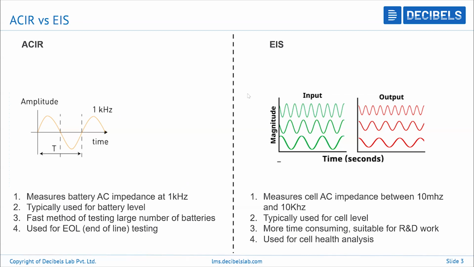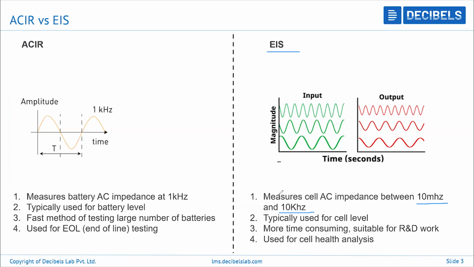But if we are talking about research and development, or development of algorithms, estimating the age of the cell, or diagnosis or prognosis of the cell's degradation, then we cannot use ACIR as it is. We have to focus on EIS, electrochemical impedance spectroscopy, where your input is not fixed at 1 kilohertz. Rather, it changes from a very small frequency, from millihertz to kilohertz. Sometimes the equipment is rated even up to 10 megahertz or 20 megahertz. So from very small frequency values to very high frequency values.